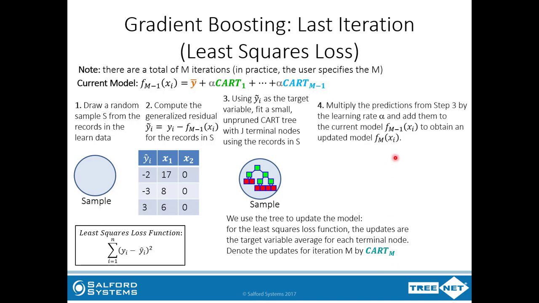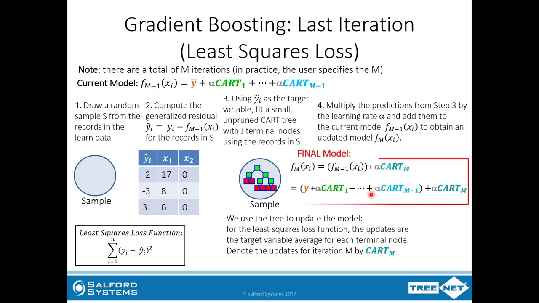We'll do the same thing. We'll shrink by alpha, and add it to the current model, and we'll get our updated model here. Now again, of course, we have the formula here for F_{M-1}, so we'll plug that in, and this actually is our final model. And so this is the stochastic gradient boosting algorithm for the least squares loss function.